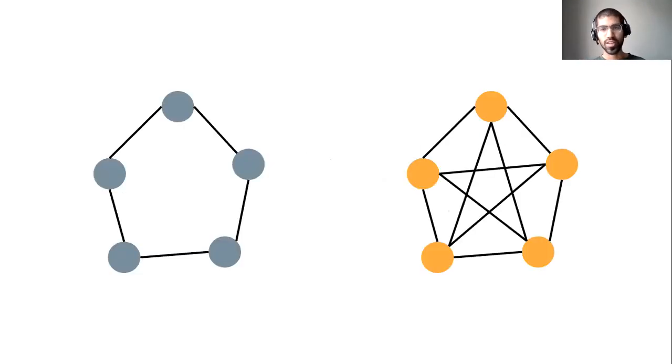Here we see again two different networks. I don't know if you can see the difference between them. You can see, I guess, here you have a pentagon, and here you have a pentagon, and you have a star in the middle.